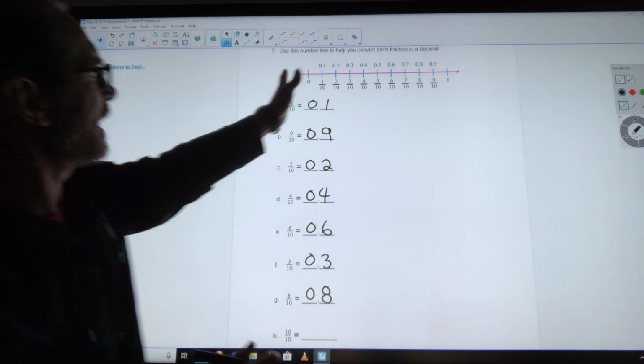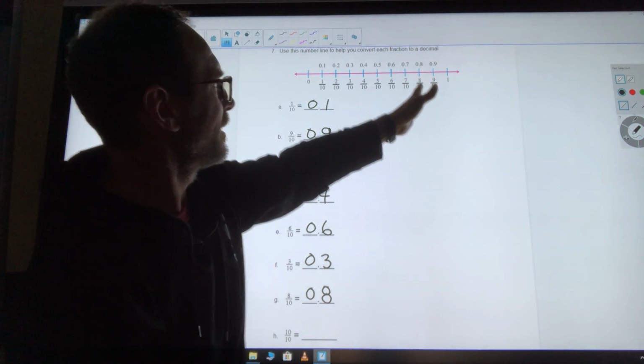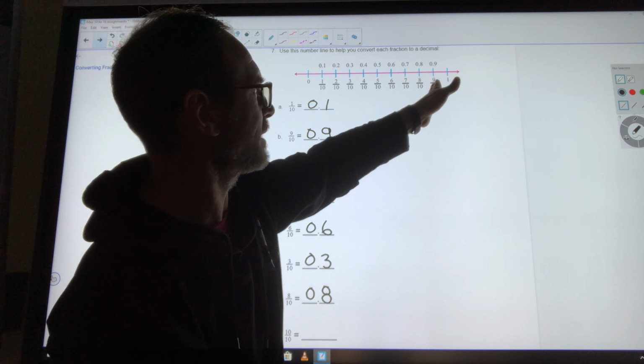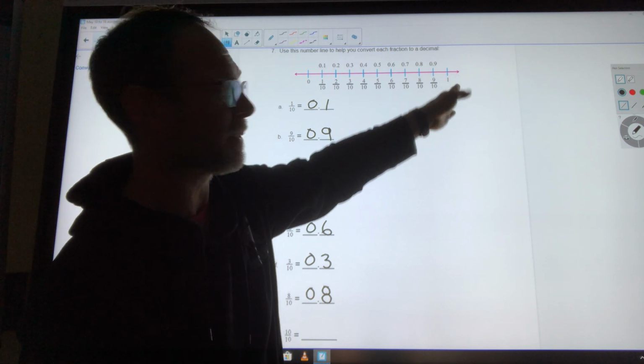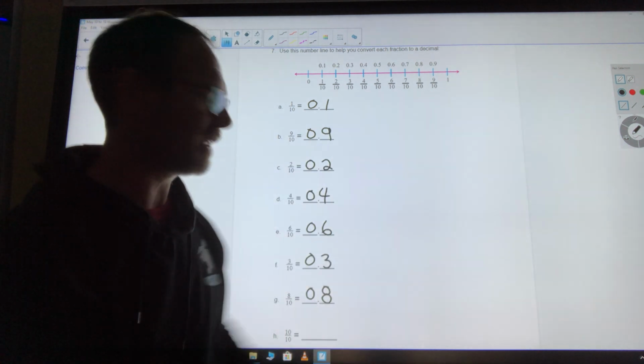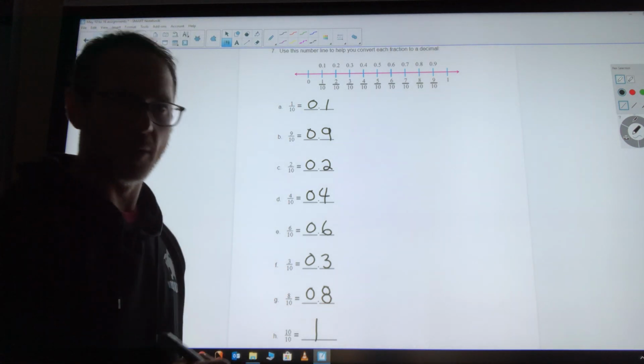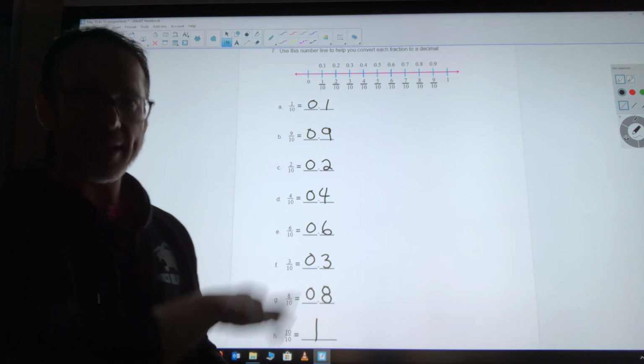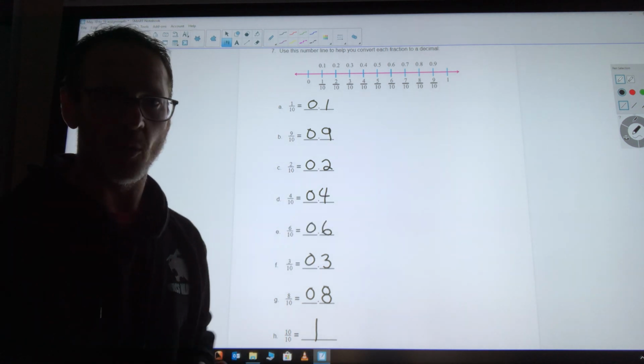Now when we get to 10/10, that's a bit of a trickier one. On the number line, it doesn't have 10/10, but after 9/10, it would make sense that your next step is 10/10, and that just means one whole. So if I was eating a pizza and it was cut into 10 pieces, and I ate 10 pieces, then I ate one whole pizza.